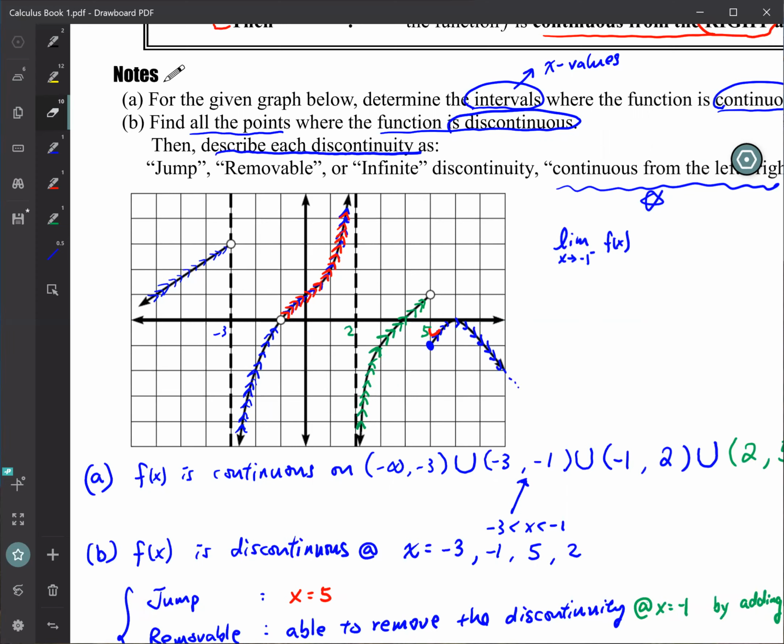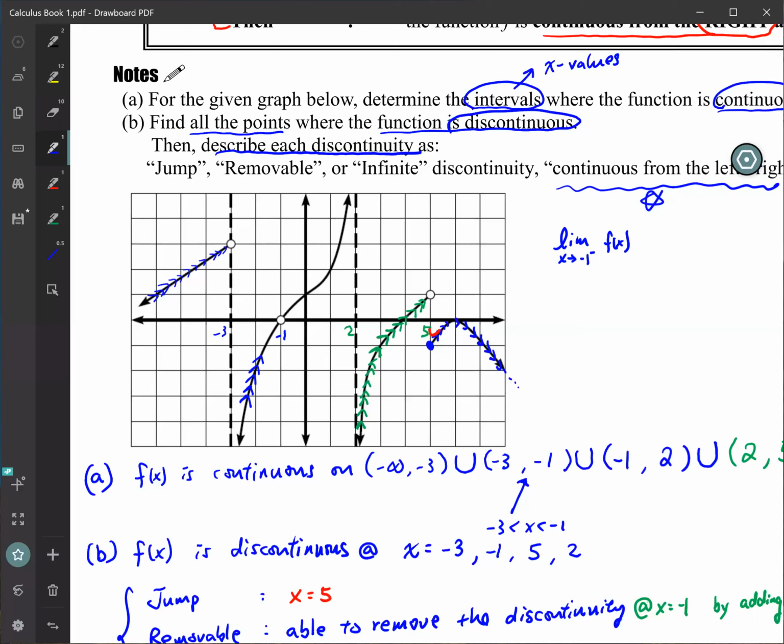Negative infinite. Okay, let me erase the arrows first, okay? X approaching -1, so you have to look at -1, right? -1 is here, and coming towards -1 from the left side, like that. Do you see it, Leon? Mm-hmm. Okay, so where is the arrow heading towards?